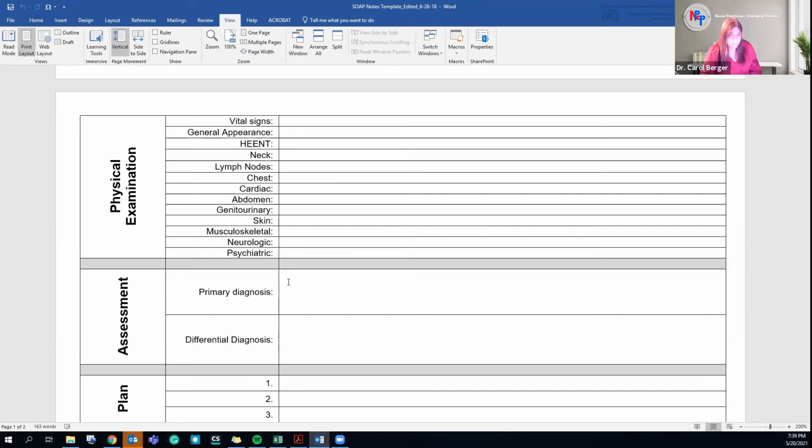Now you're describing what you see today. You could say red, irritated throat, uvular deviation, whatever. You can say it all there. You describe the objective exam.